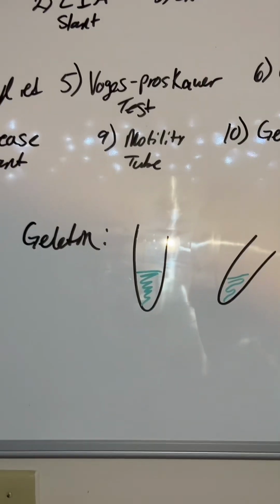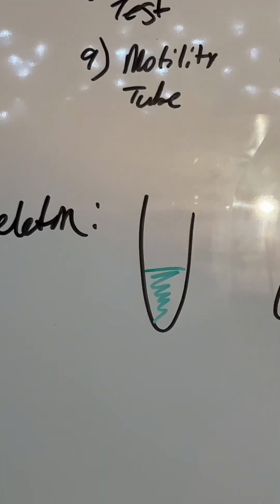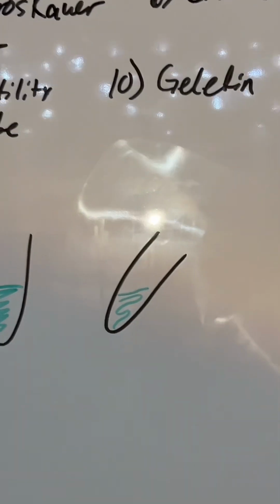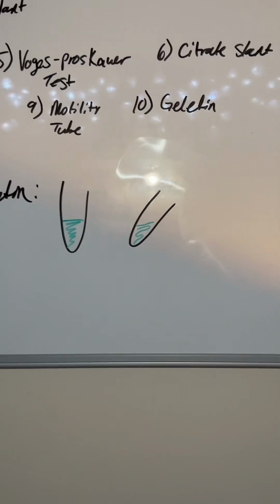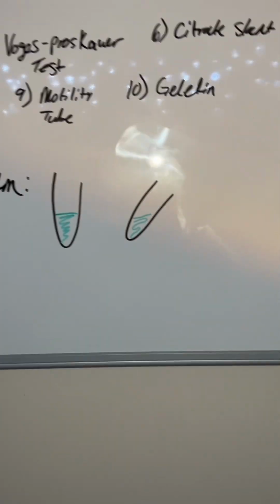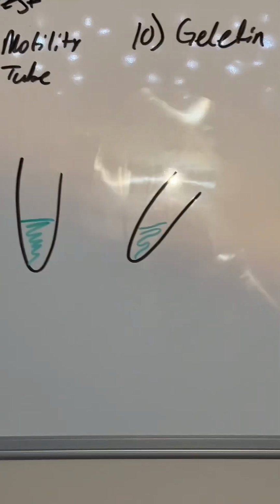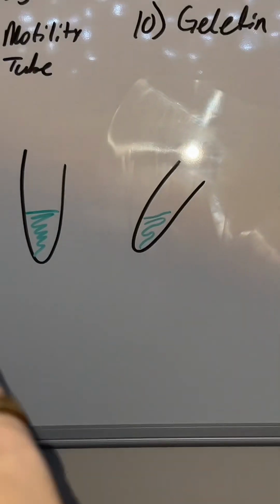Lastly, you have the gelatin tube. Neutral or negative is no broken down gelatin, so the bacteria don't have the enzyme to break it down. Positive is a liquefied gelatin. No, do not base your results off of the tube directly out of the incubator because it will be melted. You don't want to test it like that. Let it sit at room temperature so you can see the difference between positive and negative.